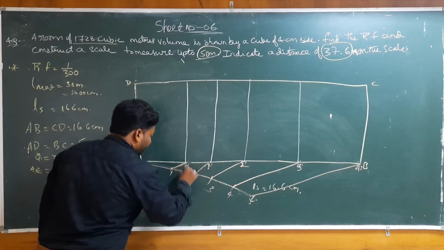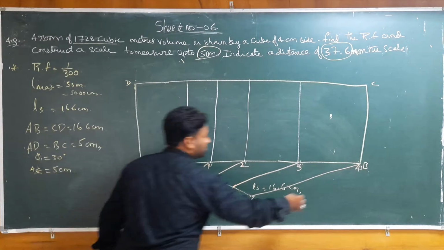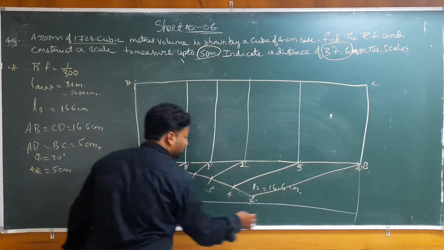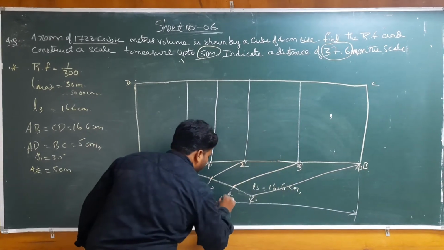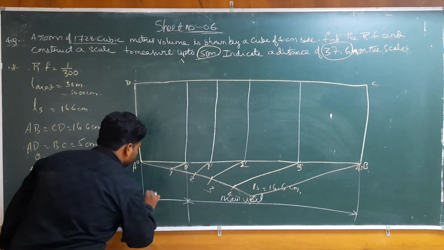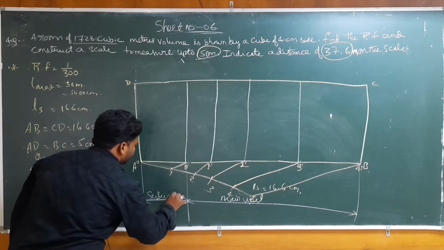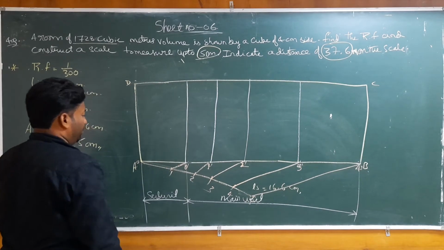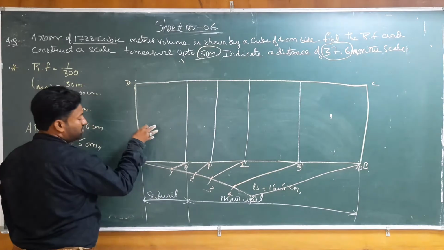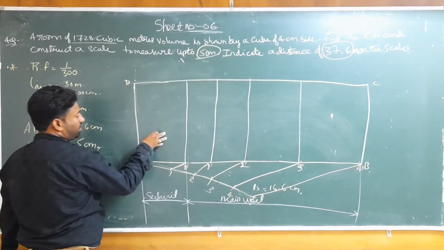So up to here I will mark the main unit and subunit. So this is your main unit, this is your subunit. Now we have done the division for the main unit. In the same way we have to divide the subunit.